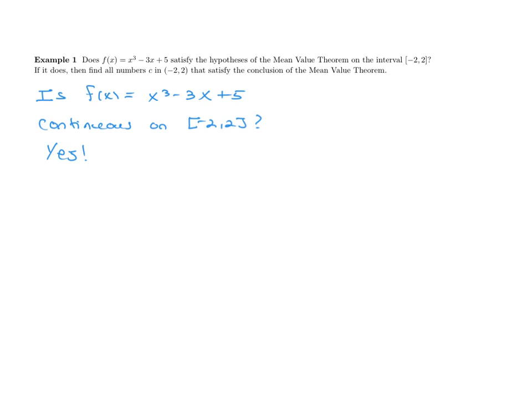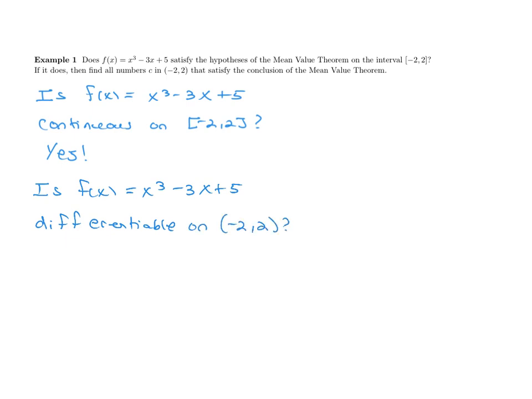The other hypothesis is f of x, again, equaling x cubed minus 3x plus 5, is f of x differentiable on the interval from -2 to +2, so not including the endpoints? The answer here is also yes. And that's because if you take the derivative, you get 3x squared minus 3. So yeah, it's differentiable because you can take the derivative, and the derivative exists on this entire interval. All the hypotheses have been satisfied.